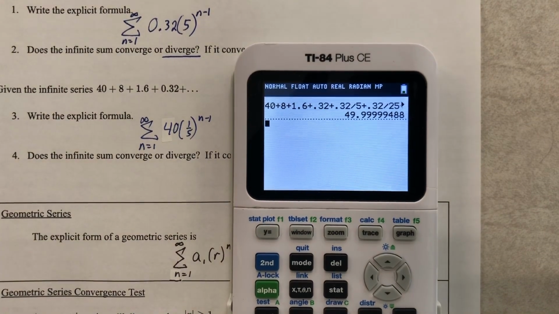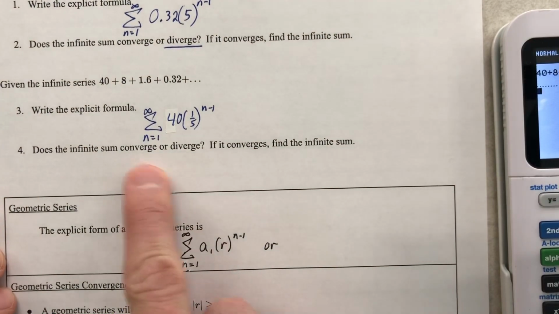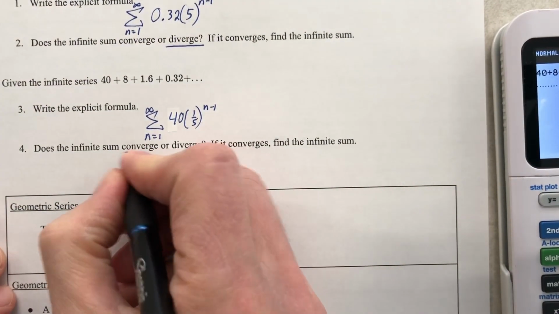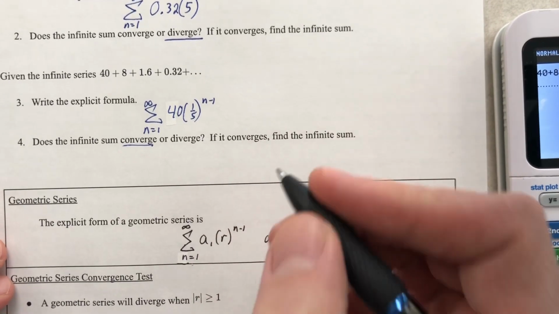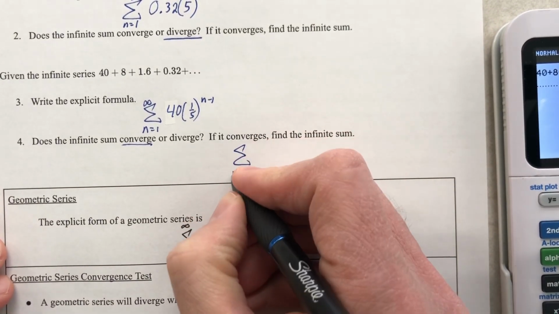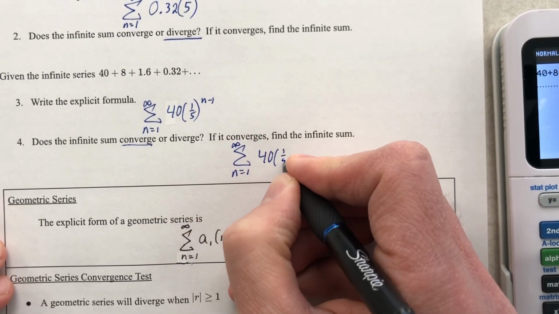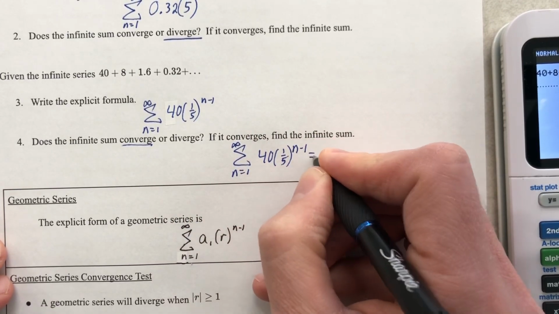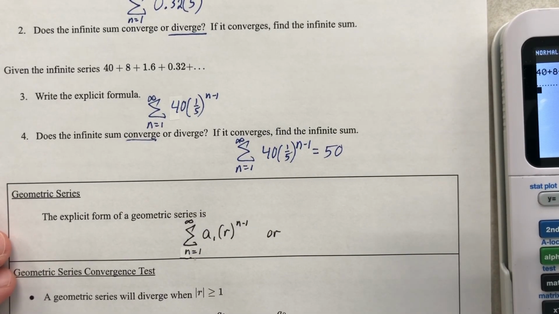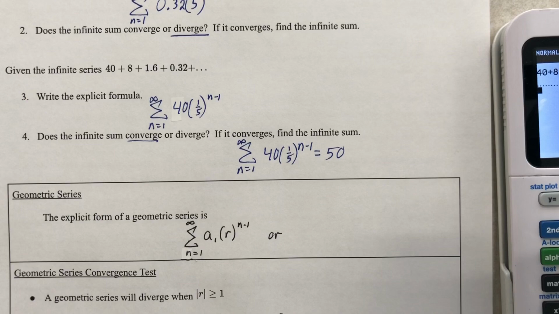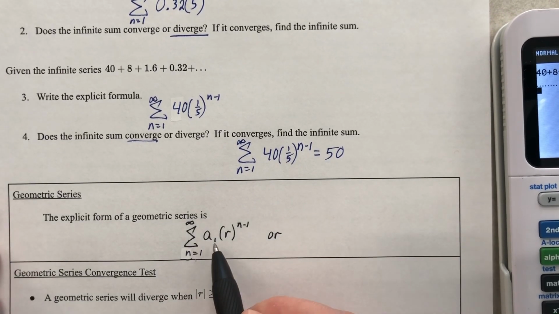Okay, so logically, what's the answer? 50. Does the infinite sum converge or diverge? Well, it converges. And if it converges, find the infinite sum. So the sum is, I'm going to write it the way it needs to be written, this sum is 50. That's it.